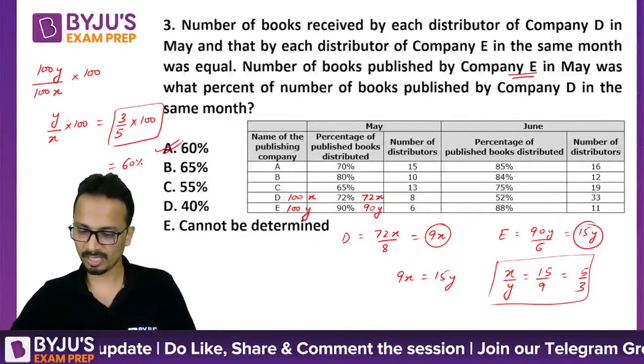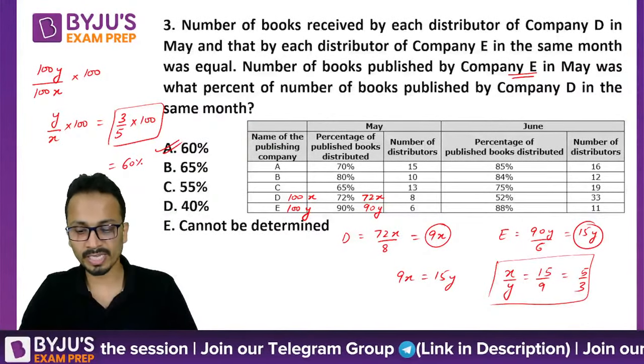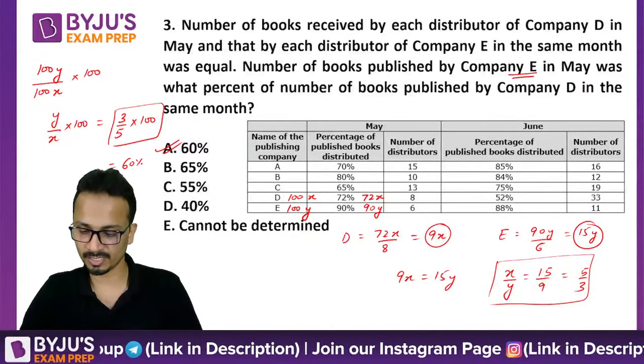So yes, Anirudh and Abhilasha, both of you have given a correct answer. The correct answer is option A, which is 60% in this case.